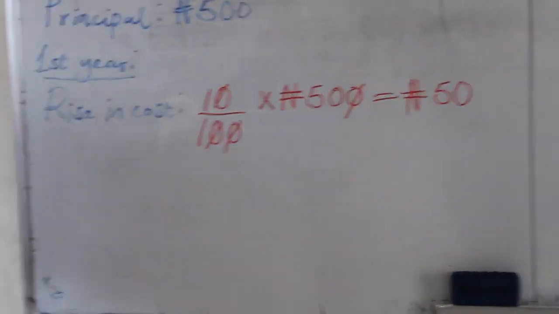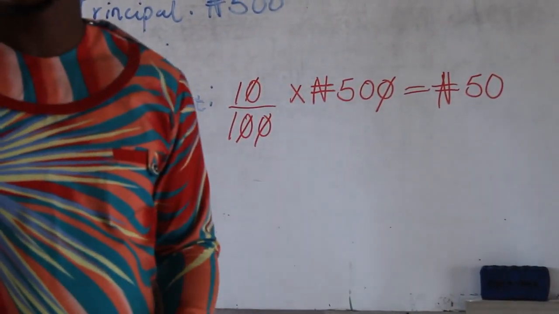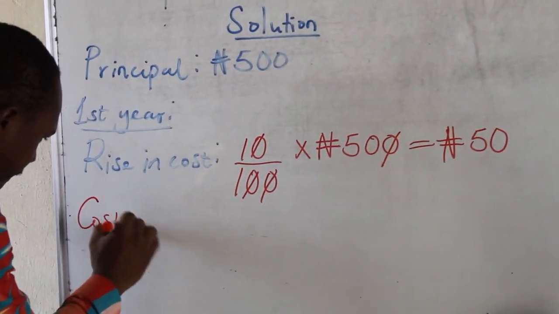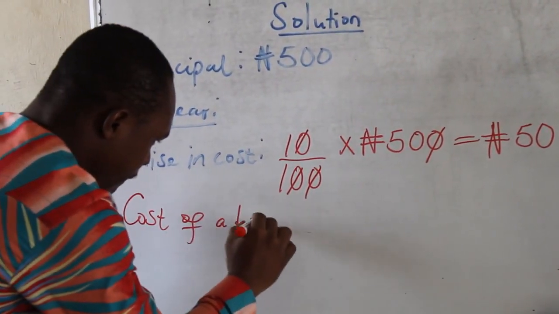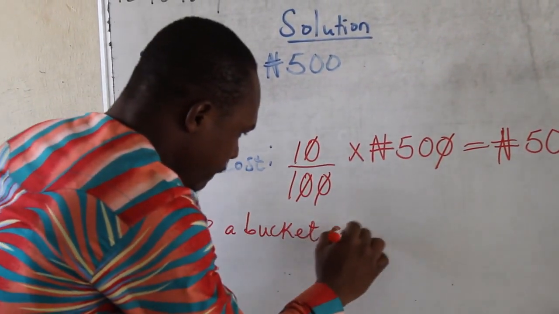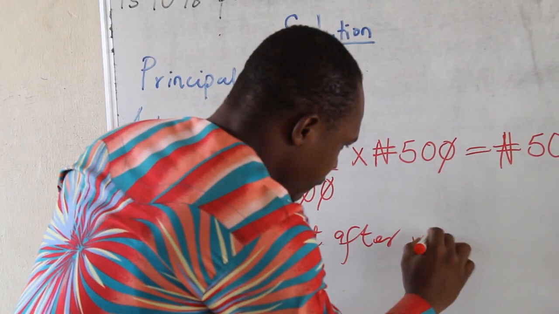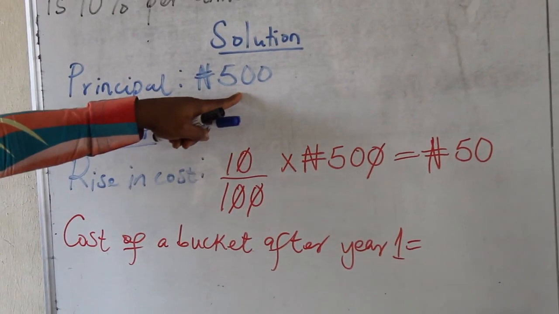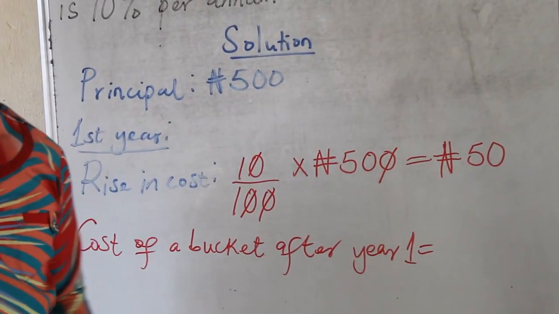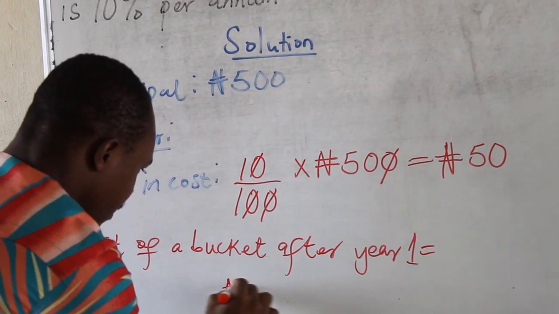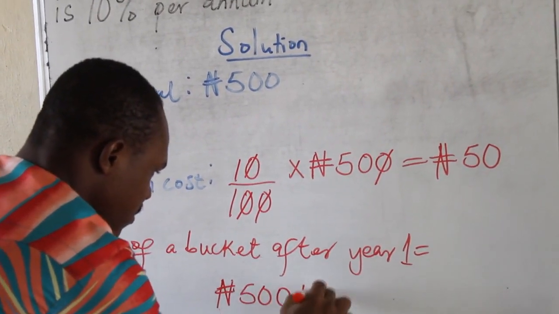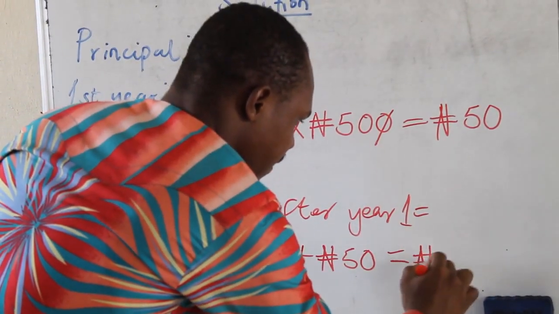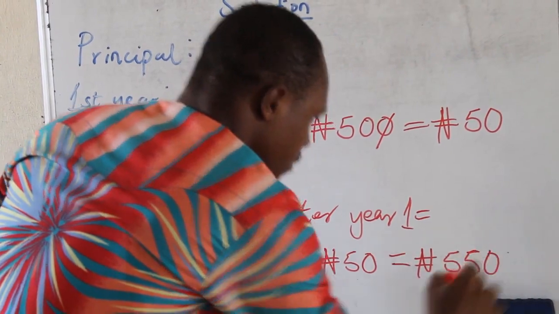So, for us to be able to find out how much a bucket of Gari will cost after the first year, we're going to have our initial principal added to the rise in cost. That will be 500 naira added to 50 naira, which sums up to a total of 550 naira.